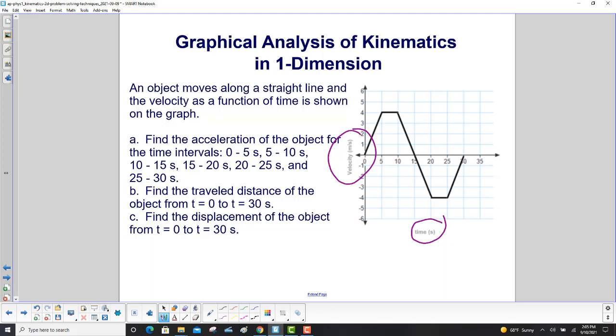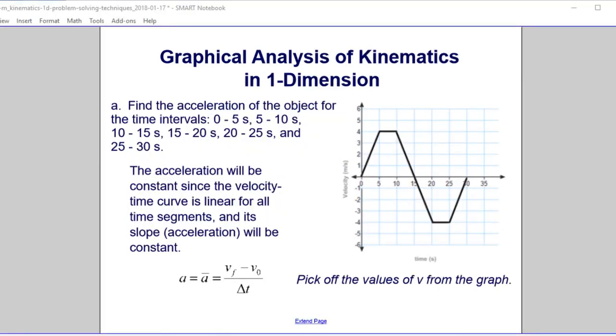Find the acceleration of the object for the time intervals 0 to 5 seconds, 5 to 10, 10 to 15, 15 to 20, 20 to 25, and finally 25 to 30. Then find the travel distance of the object from t equals 0 to t equals 30 seconds. And finally, find the displacement of the object from t equals 0 to t equals 30 seconds.